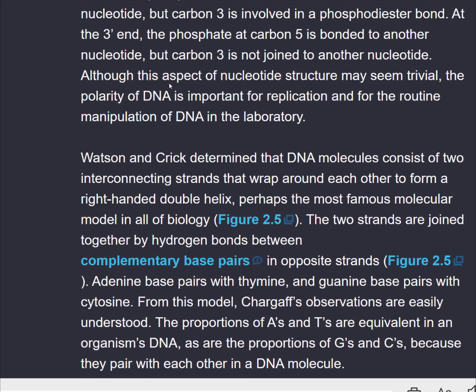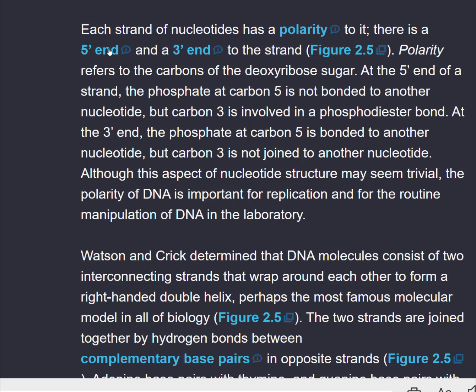I missed 5' end. I'm going to backtrack. 5' end, the end of a strand of DNA or RNA in which the last nucleotide is not attached to another nucleotide by a phosphodiester bond involving the 5' carbon of the pentose sugar. 3' end, the end of a strand of DNA or RNA in which the last nucleotide is not attached to another nucleotide by a phosphodiester bond involving the 3' carbon of the pentose sugar.